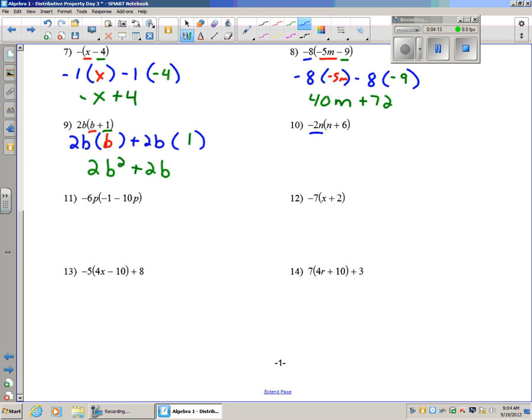Number 10, you have negative 2n times 2 different things. Your first term being n, and your second term being 6. Negative 2n times n is negative 2n squared, and negative 2n times 6 is negative 12n.